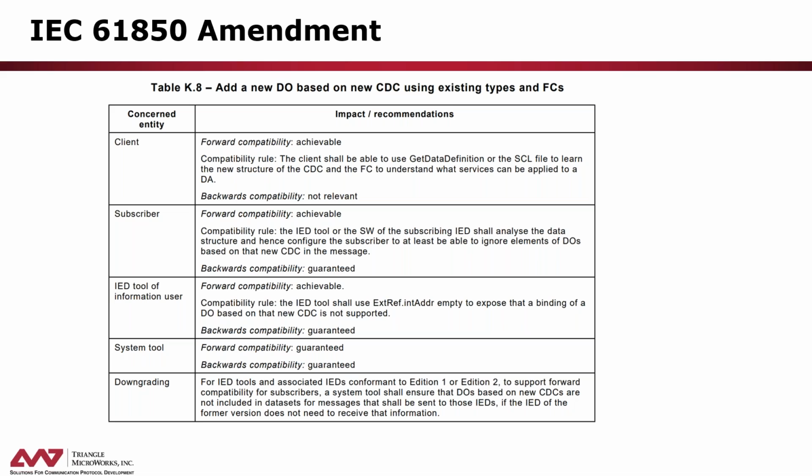So the SCT will produce, based on these compatibility rules, an edition 1 SCD file that describes the information that those devices need to interoperate in this system. Now that means that the GOOSE messages that that device publishes and subscribes are limited to the set that the older revision can understand, but the system tool knows those rules, knows how to do that, can make that all interoperable.